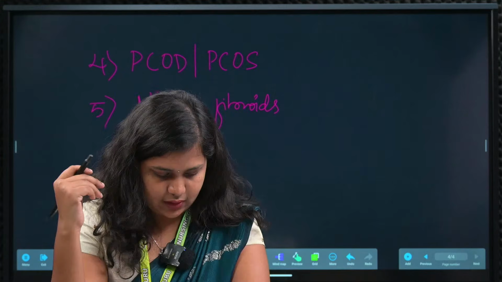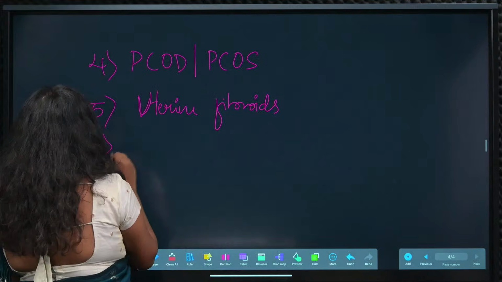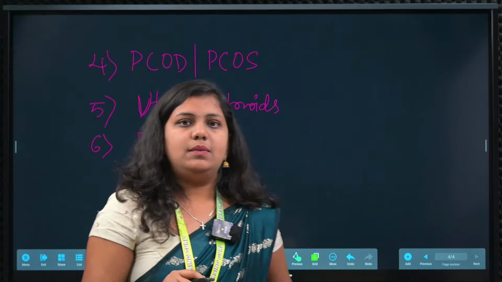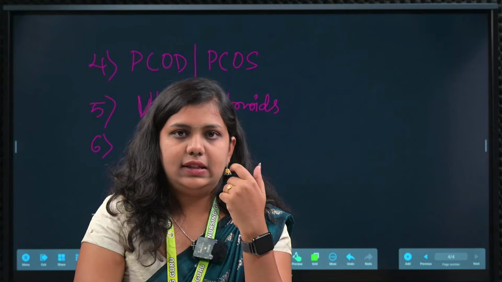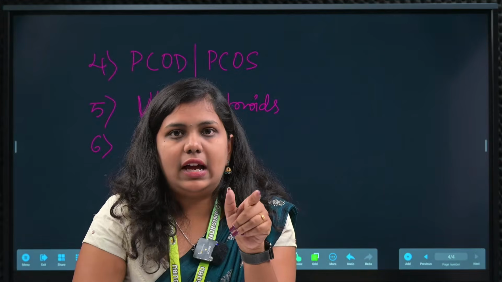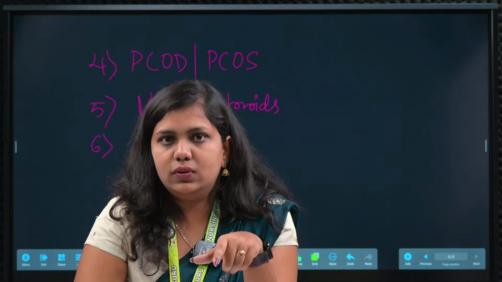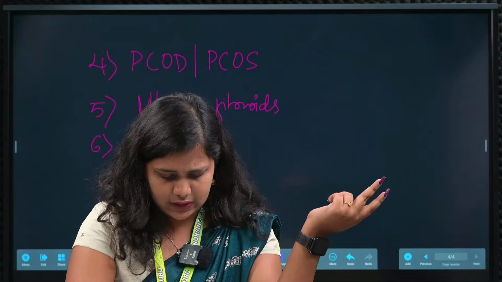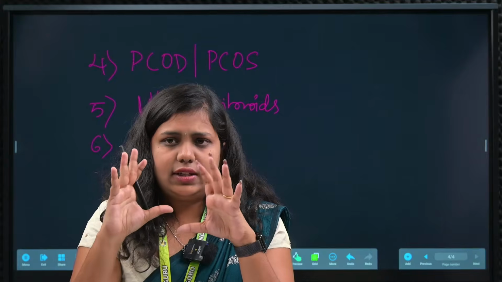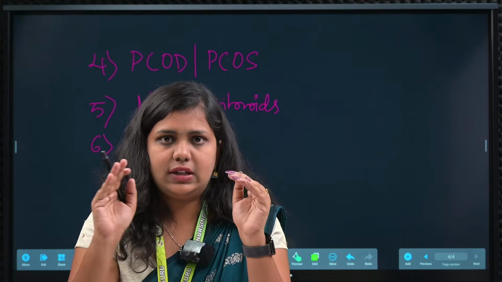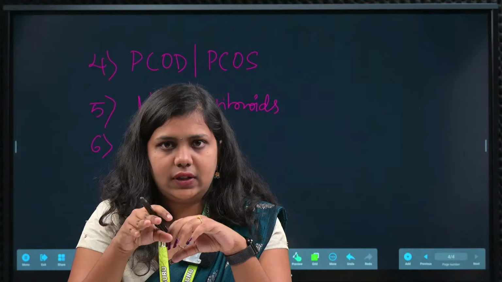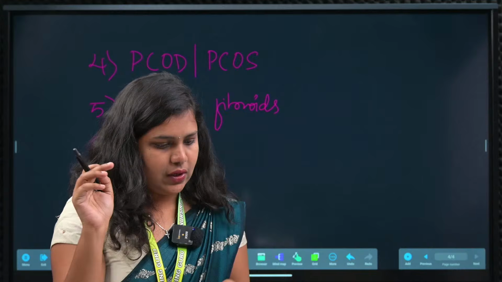Then the last one is PID. PID is nothing but pelvic inflammatory disease or disorder. This is an infection of the upper female reproductive tract, which includes the uterus, fallopian tubes and the cervix. The complete upper reproductive tract, including the surrounding pelvic tissues, ovaries, fallopian tubes and uterus, everything is included. It has become infected and inflamed. That is what we call PID.